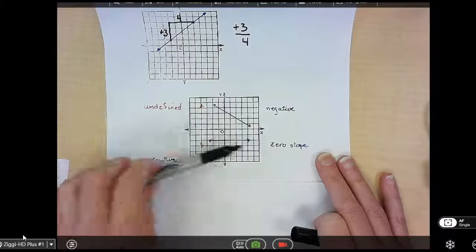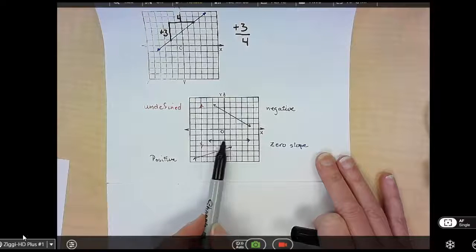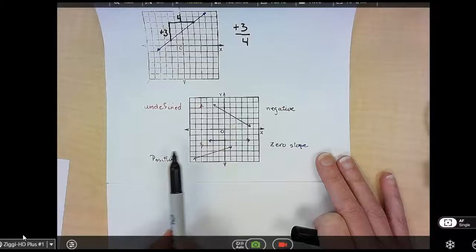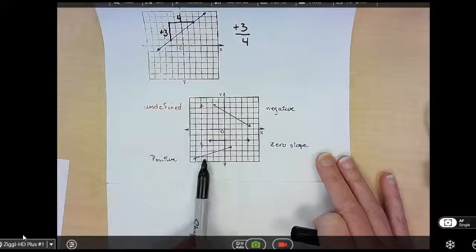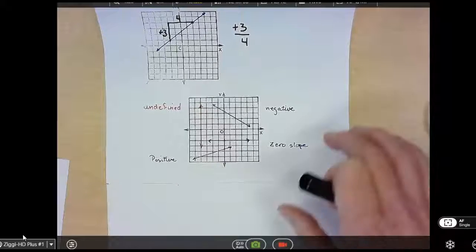If you're a horizontal, that is 0 slope. Your y's are the same, and so they would be 0, but you can take 0, divide by a number, and that is 0. If you're going left to right and you're rising, that's a positive slope. So those are things to keep in mind too as we're going through this.